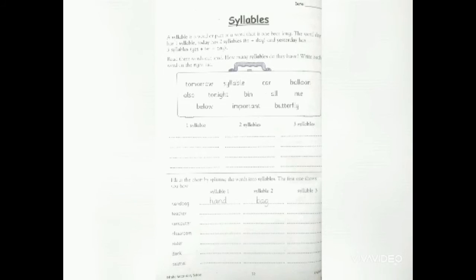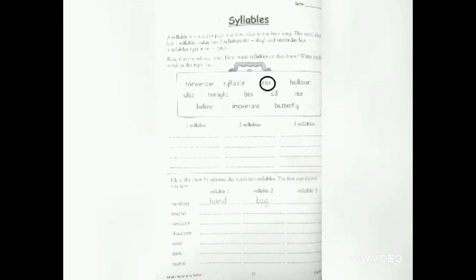Okay class, now take out page number 22. Here we have a syllables exercise. In a box we have some words written, and we have three columns: one syllable, two syllables and three syllables. We have to categorize the words according to their syllables. The first word is tomorrow. How many syllables are there? Tomorrow. There are three syllables, which means we have to write it in the three syllables column.